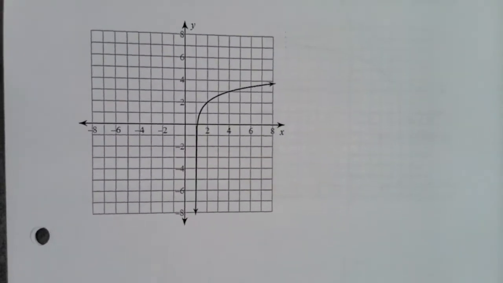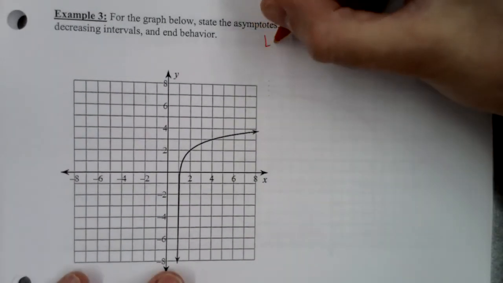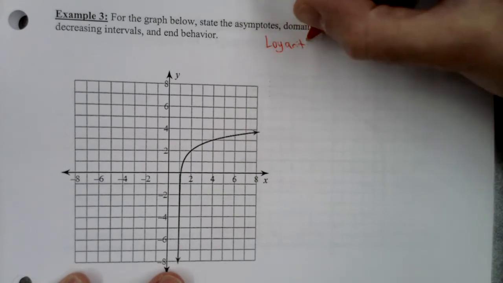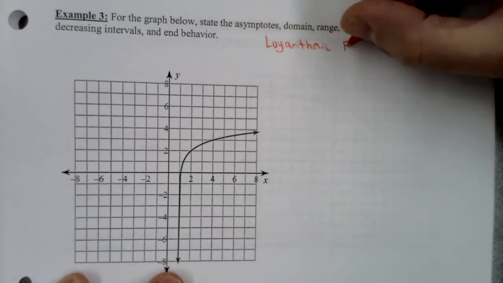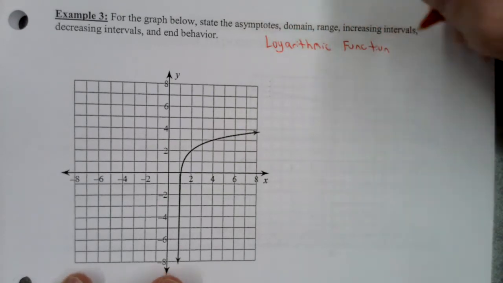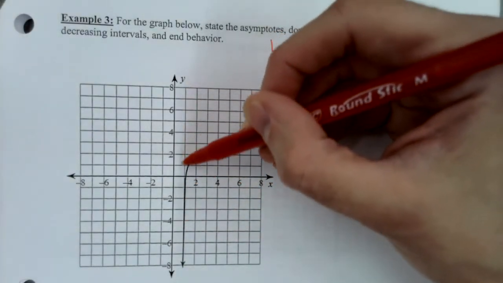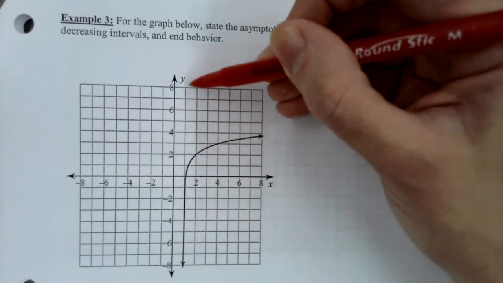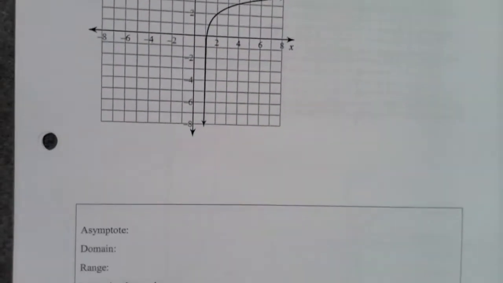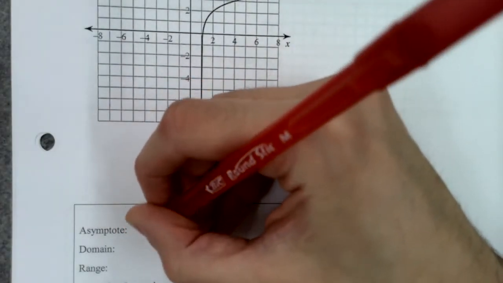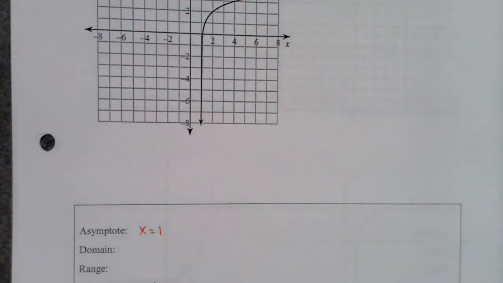Okay, 2 more examples. This next one is a logarithmic function. Again, I will tell you that on the quiz. That means it's going to have a vertical asymptote, which means the equation is going to be x equals a number. In this case, the asymptote is going to be x equals 1. Again, if you say the graph actually touches 1, you want to say the asymptote is x equals 0, I'll understand that. But the asymptote is x equals 1.